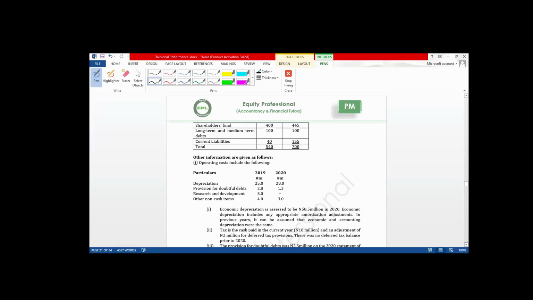Note number 1. Economic depreciation is assessed to be 50.5 million in 2020. Economic depreciation includes any appropriate amortization adjustment in previous years. It can be assumed that economic depreciation and accounting depreciation were the same.